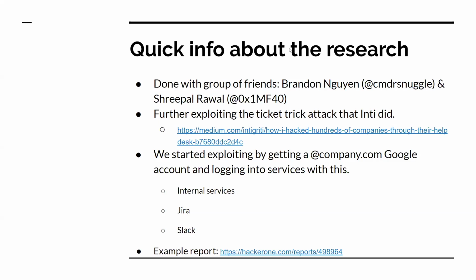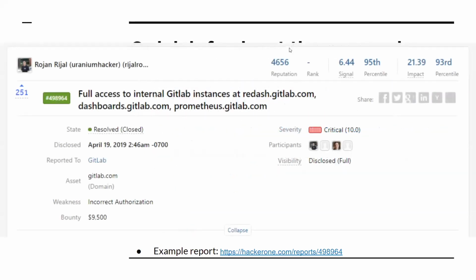So at the end, we had exploited about 25 companies, and managed to find a lot of critical vulnerabilities through a lot of companies with that. One example report, I think a lot of people have seen, is the GitLab report that we sent, where at around 7 p.m. or something, we got access to internal instances of GitLab, and it was super bad.